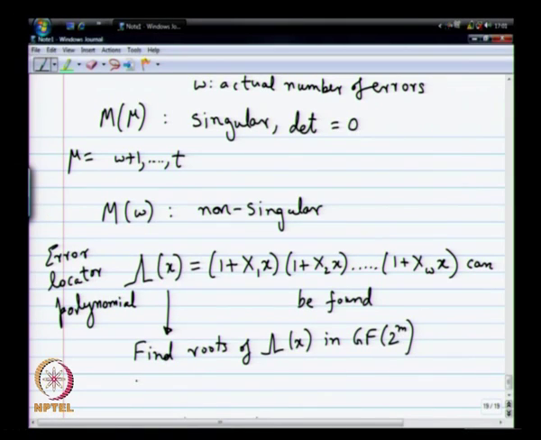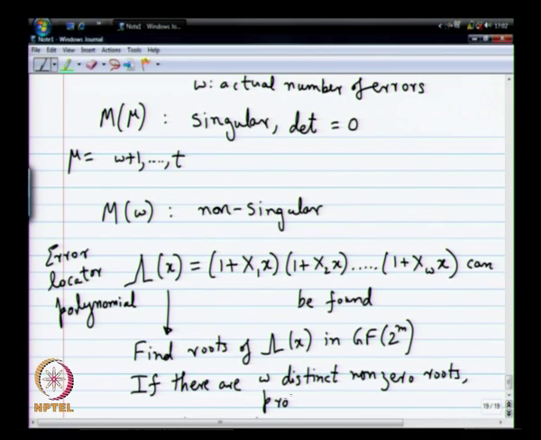So, if there are W distinct non-zero roots, proceed. Only then this is true. Else, something crazy has gone on.